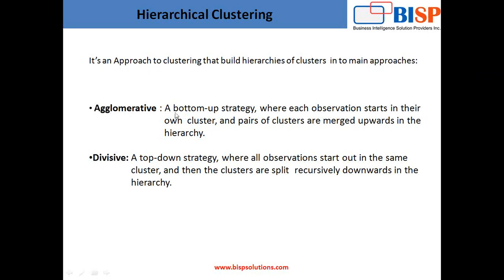Agglomerative clustering is a bottom-up strategy where each observation starts in its own cluster and pairs with the nearest cluster, then it forms a pair of clusters and merges upwards in the hierarchy, and at the end we are left with only one cluster. Whereas divisive clustering is a top-down strategy where all observations start out in the same cluster and then the clusters are split recursively downwards in the hierarchy. So they are opposite of each other.